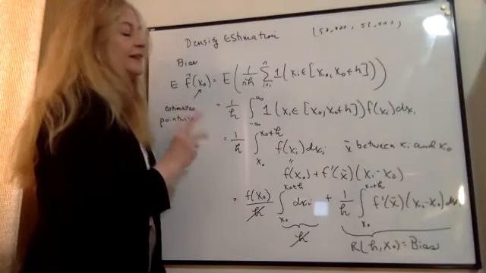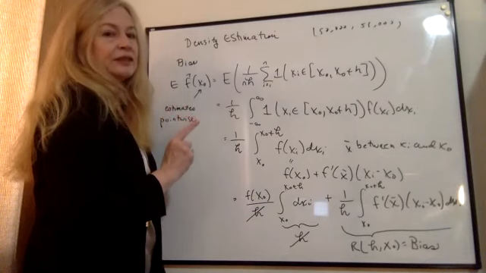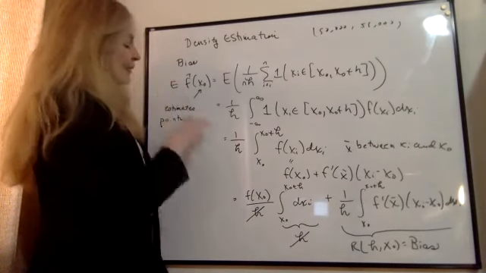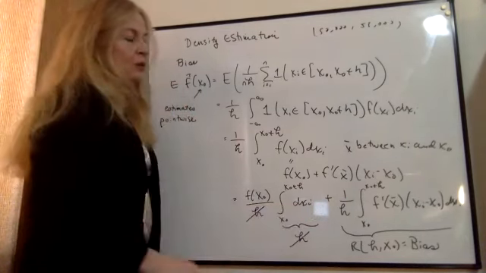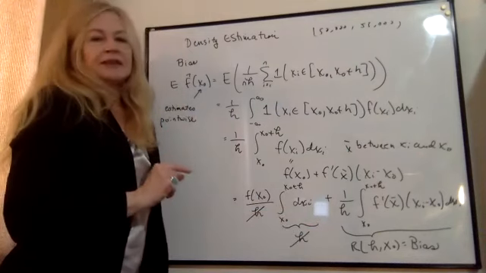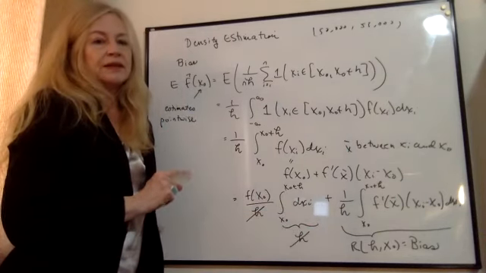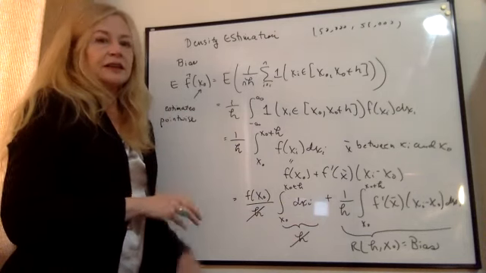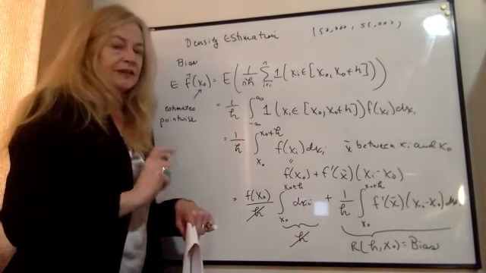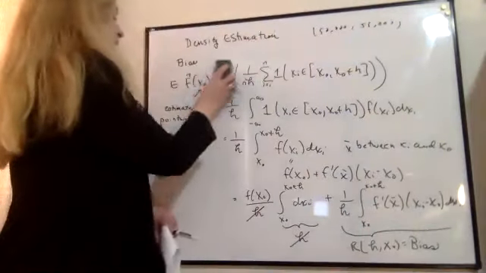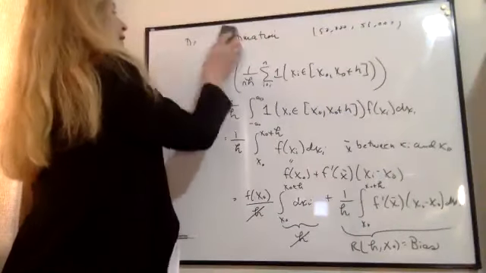Okay, so for consistency, we actually need two conditions. We need that asymptotically it's unbiased, but we also need that the variance has to shrink to 0. So next time we're actually going to look at the variance and the bias, because you actually need those two pieces.